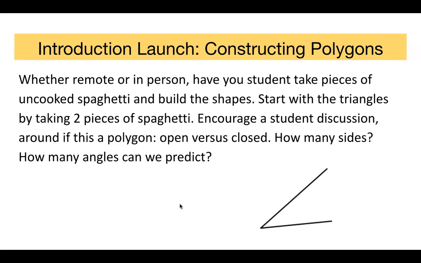So now, whether in person or remote, have your student take the pieces of uncooked spaghetti and build the shapes. Start with the triangles by taking 2 pieces of spaghetti and encourage a student discussion around if this is a polygon, open or closed. Does it look open? Does it look closed? What does it mean to be closed? How many sides? How many angles can we predict?